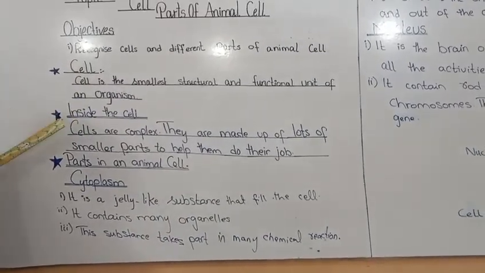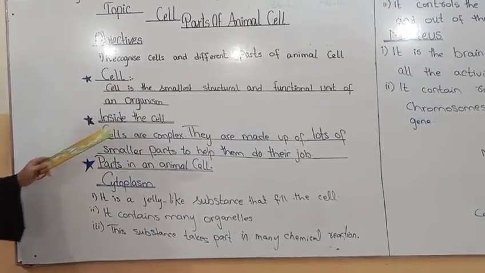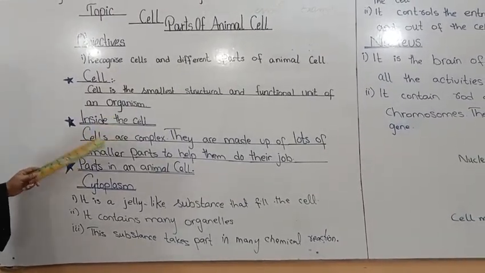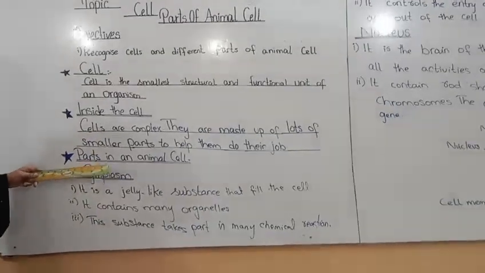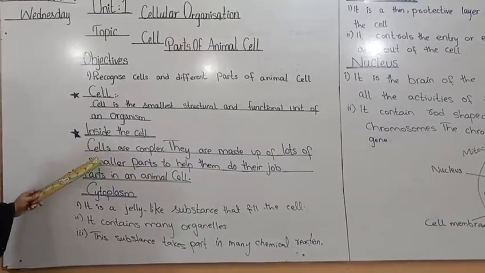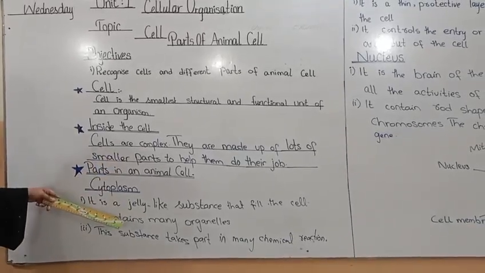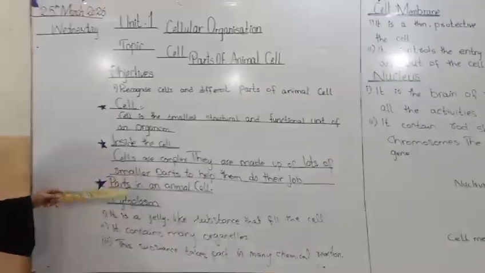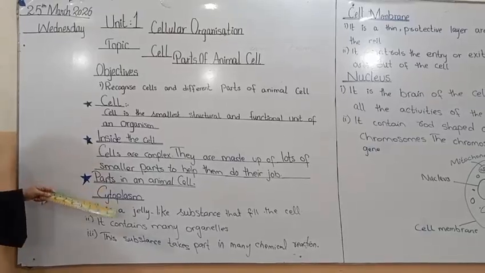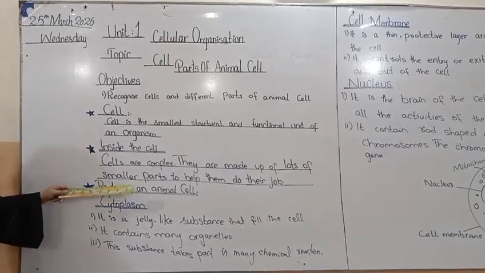Now the second topic is the inside of the cell. Which things are present inside the cells? Cells are very complex. We say that cells are not simple. They are made up of a lot of smallest parts to help them do their job. All parts have different jobs they perform. That's why we say that cells perform different functions. One by one we discuss the parts of an animal cell.